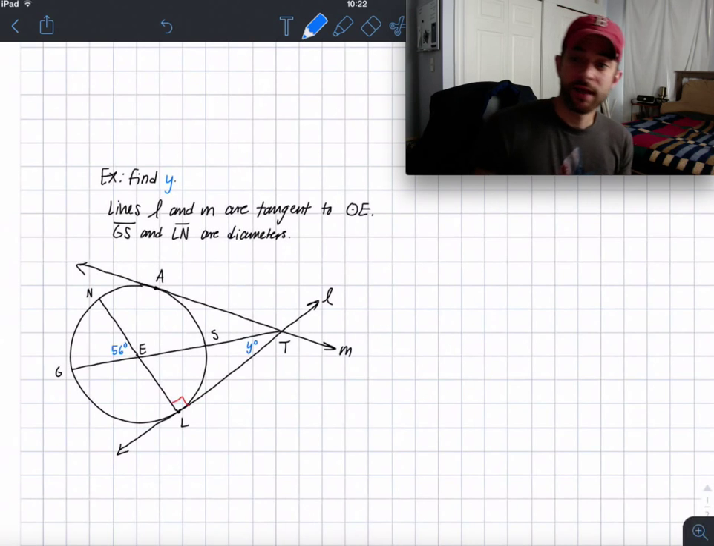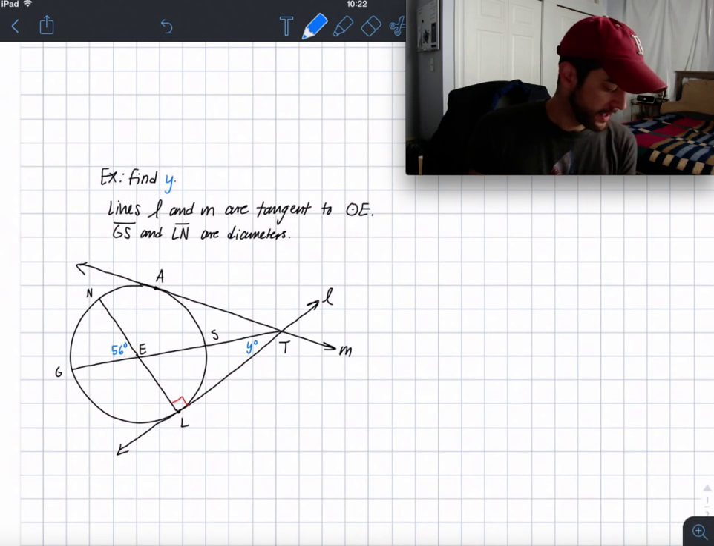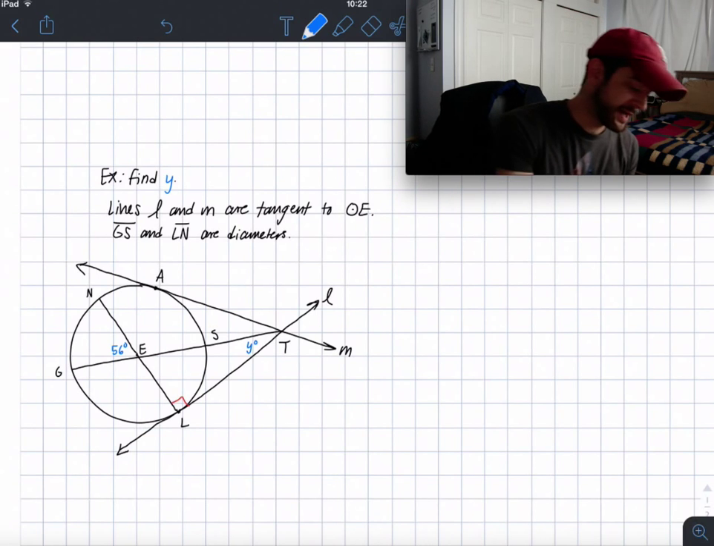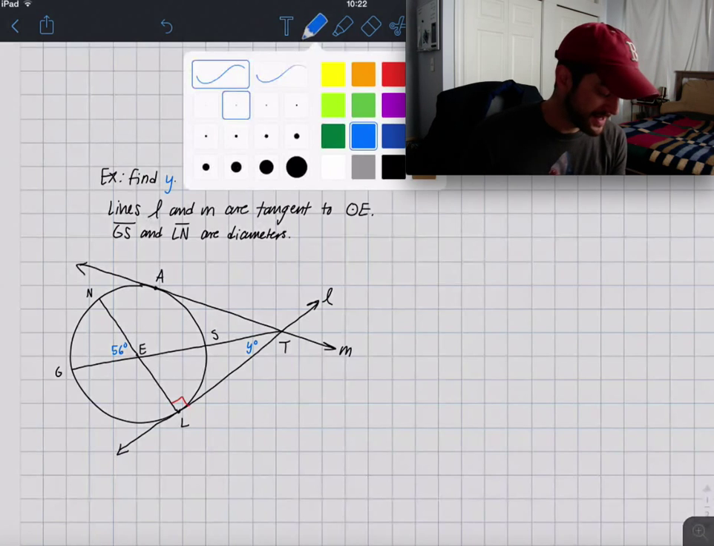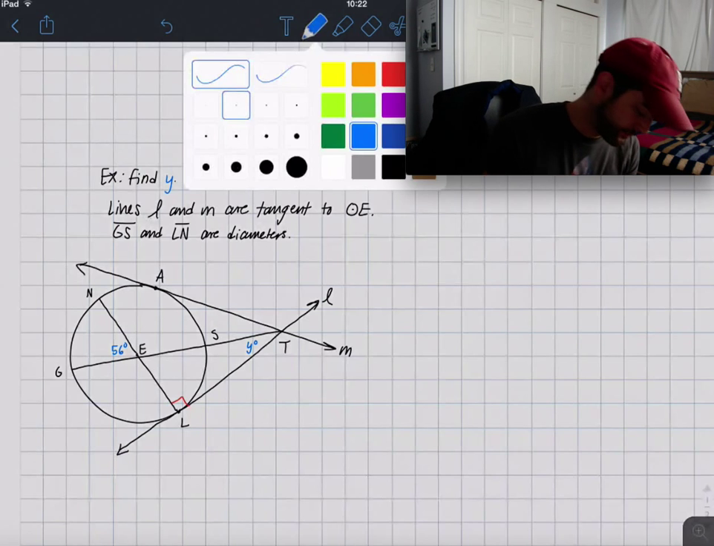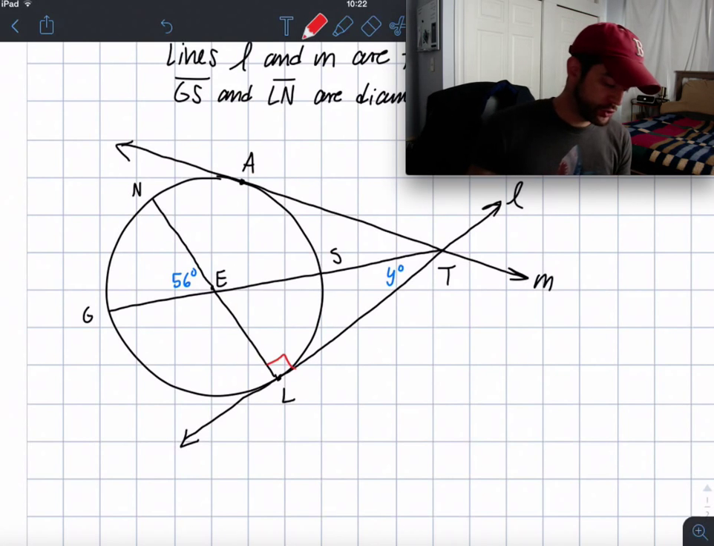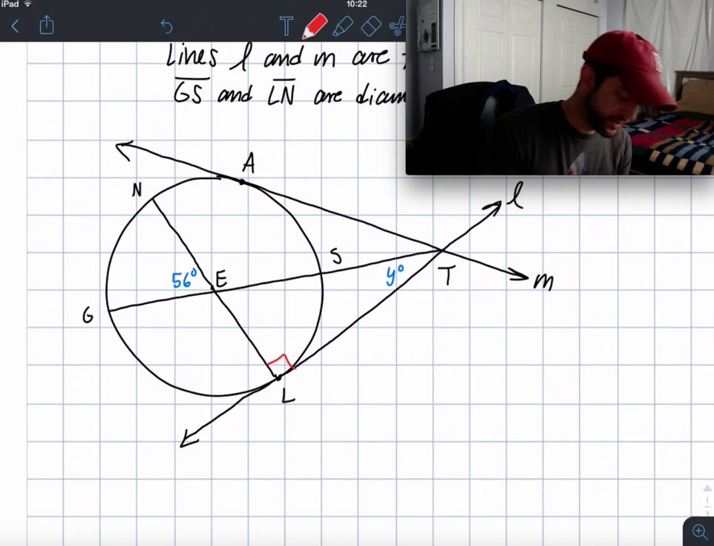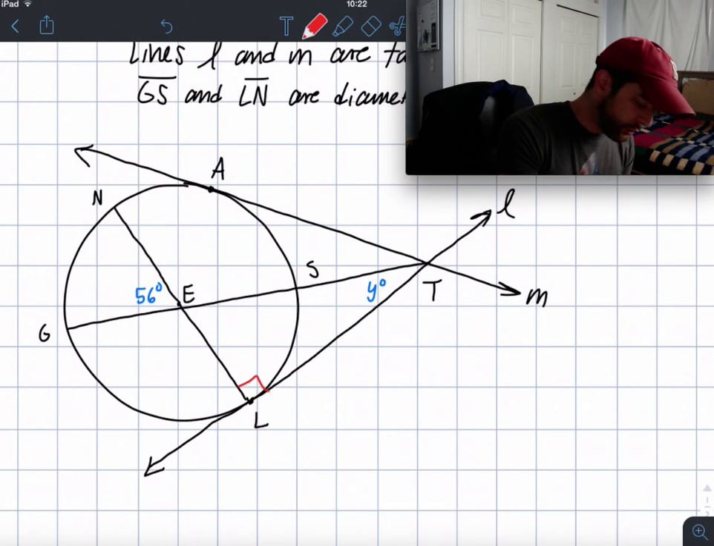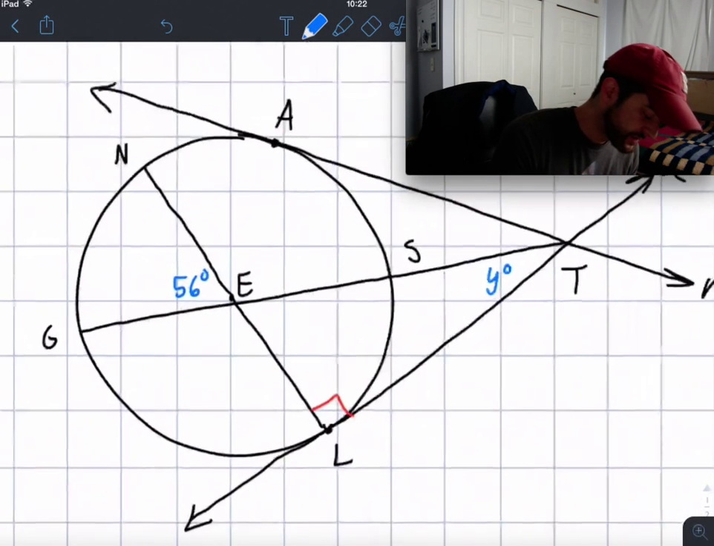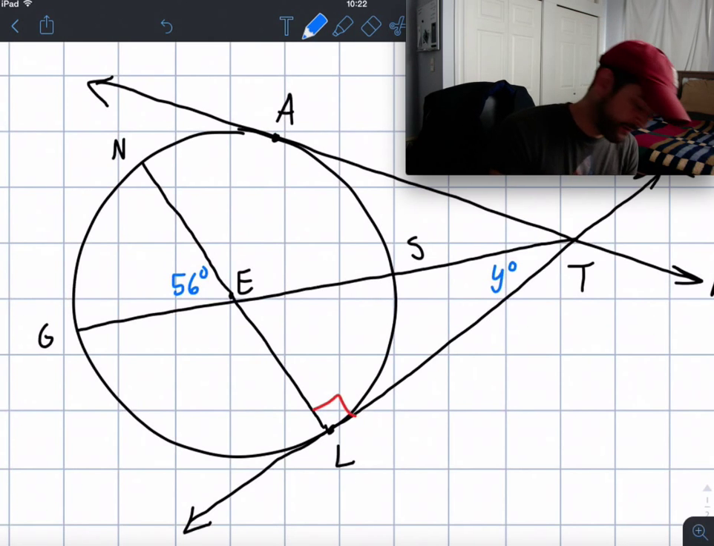So here I defined angle Y, and I know that lines L and M are tangent to circle E, and I know that GS and LN are diameters. So therefore I know that NE and ES are radii. NEL is also a radius. So because line L is tangent to circle E, I know that angle ELT is right. So I drew that in there. I also know that angle SEL is 56 degrees. I know that because angle GEN and SEL are vertical angles.